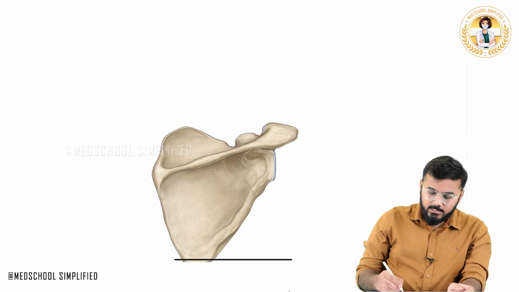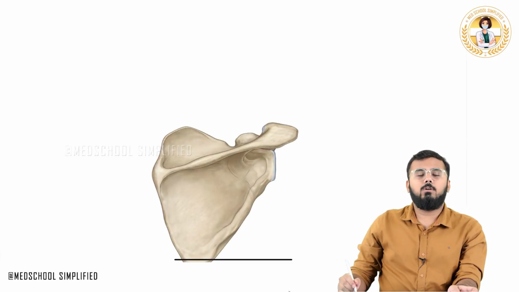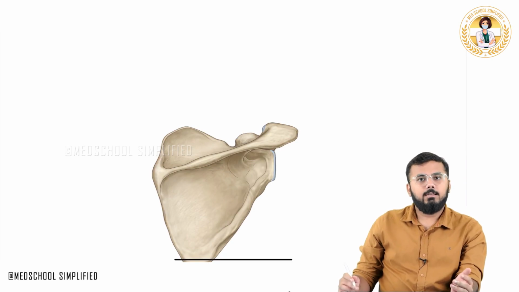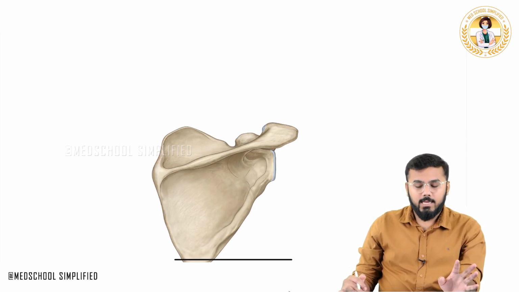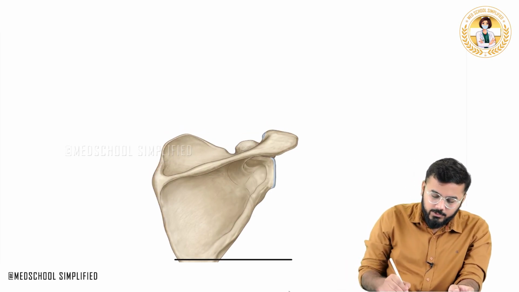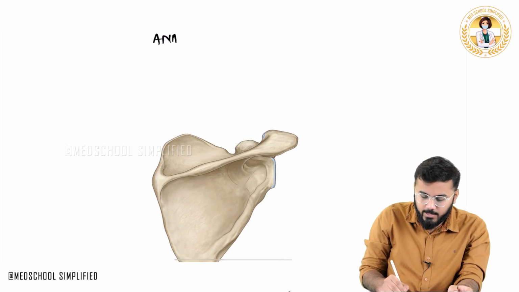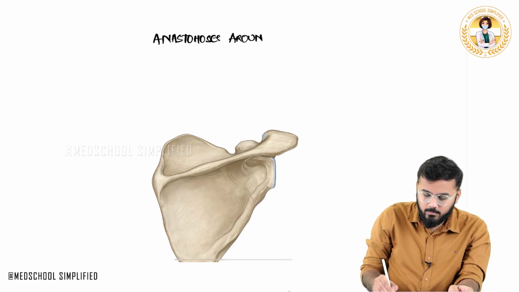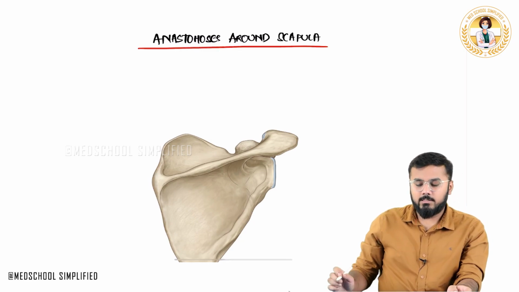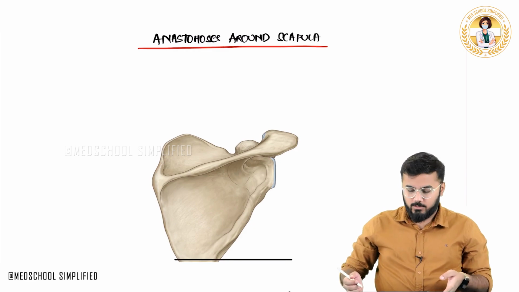Now guys, we shall be discussing one more very important topic that is all the time asked in the MCQs, that is your anastomosis around the scapula. Okay, so we shall be discussing a topic of anastomosis around scapula. Let us discuss what are the different types of anastomosis around the scapula.